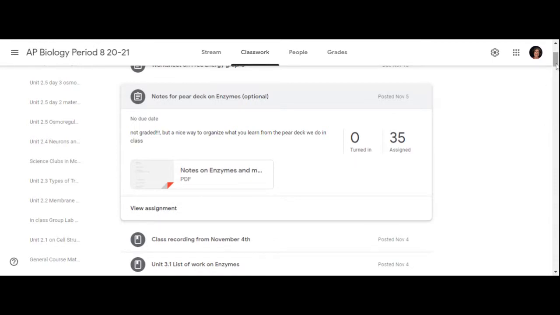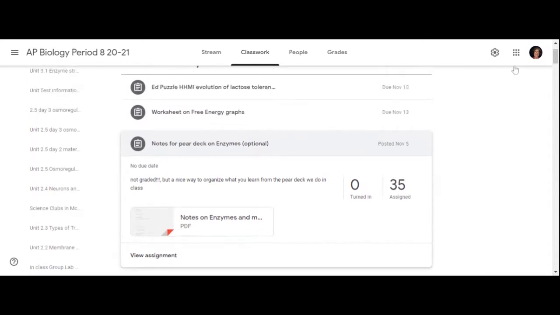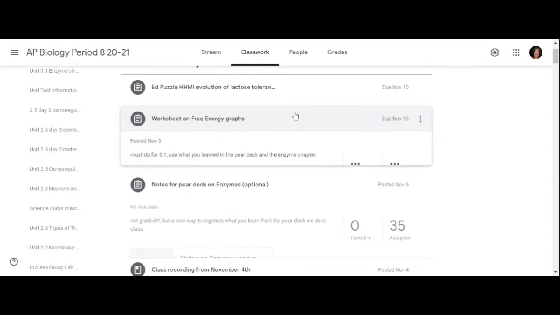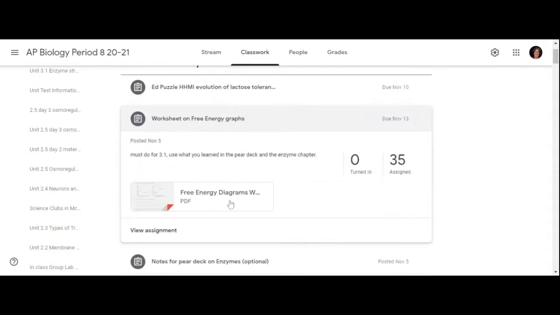Okay, and then the must-do, this is what I want you to do afterwards, right? So this is the worksheet that has you practicing those free energy diagrams that I'm going to be talking about in a minute. So you may want to print that one out too, or just have it open for yourself. Okay.